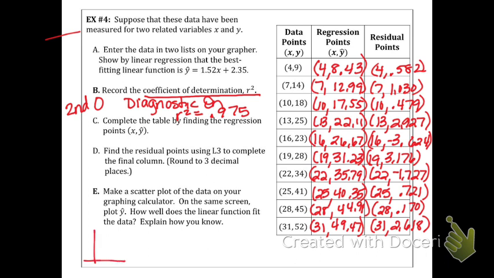So the residuals look like something like that. So there is no pattern to it, okay? So the residual plot is random. So the y hat function fits the data pretty well.